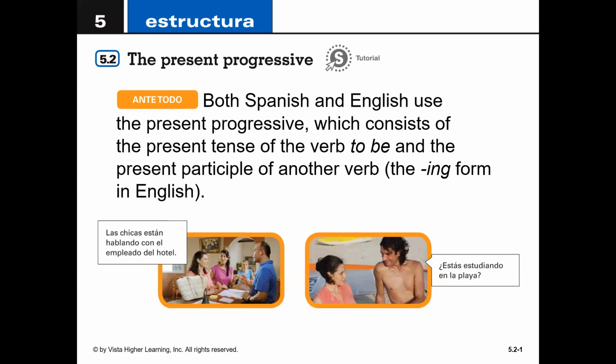So this tells us that both Spanish and English use the present progressive, which consists of the present tense of the verb to be, which is estar, and the present participle of another verb, the -ing form in English. So we'll see a few examples here.